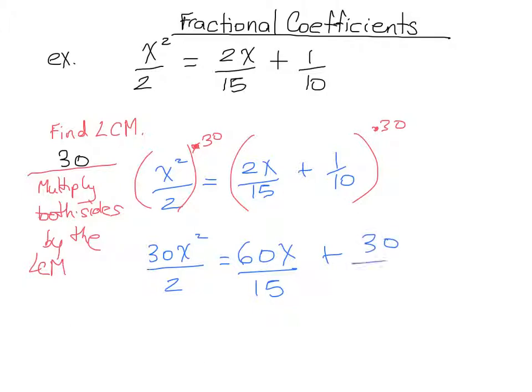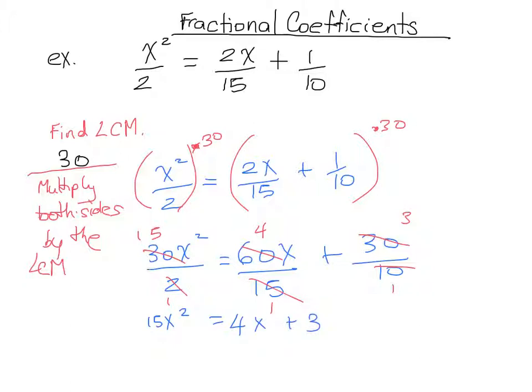So we have 30 over 10. Okay, so let's see how multiplying by 30 helps us to get rid of those fractions. We can now eliminate: 2 into itself 1, and 2 into 30 we get 15. 15 into itself 1, and 15 into 60 we get 4. And 10 into itself 1, and 10 into 30 we get 3. Alright, so what we now have is 15x squared equals 4x plus 3.